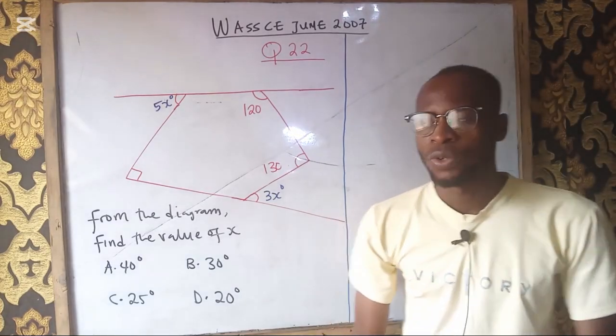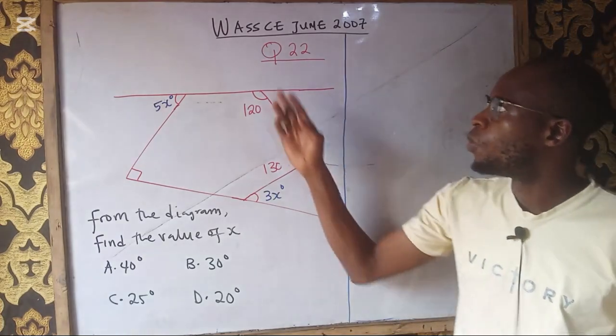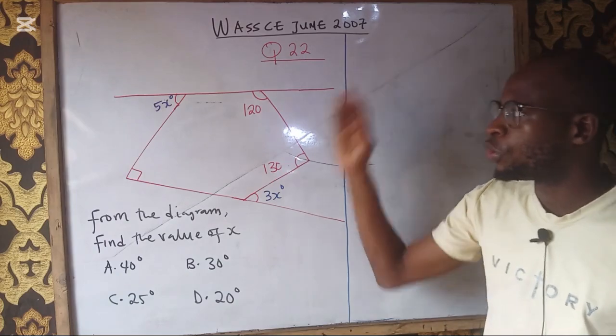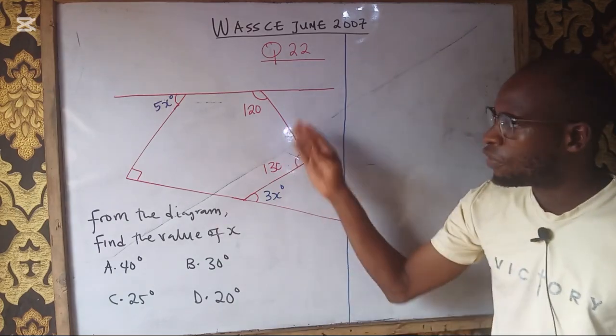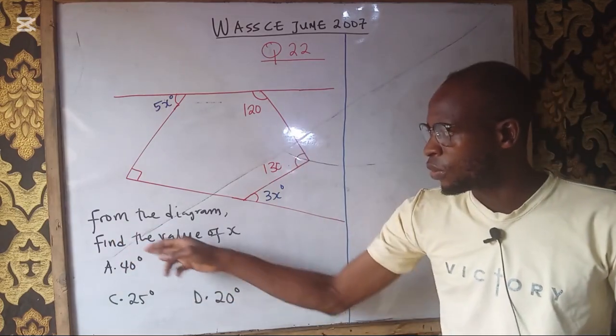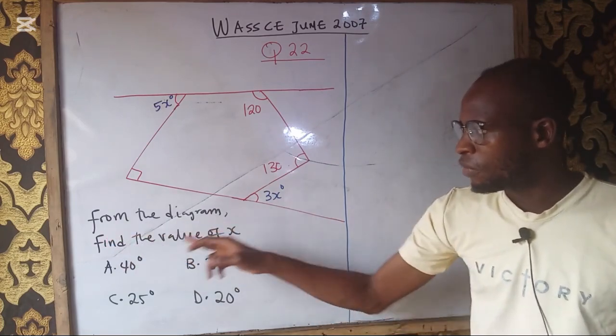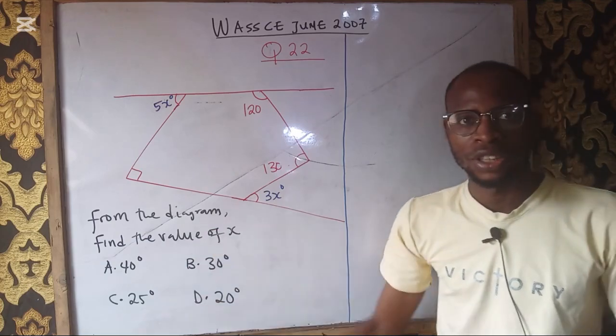So here is another question on the board. This question is from WAEC, June 2007, question 22. Now, this is the diagram for the question, and we are asked to calculate the value of x. From the diagram, find the value of x, and these are the options given to us.